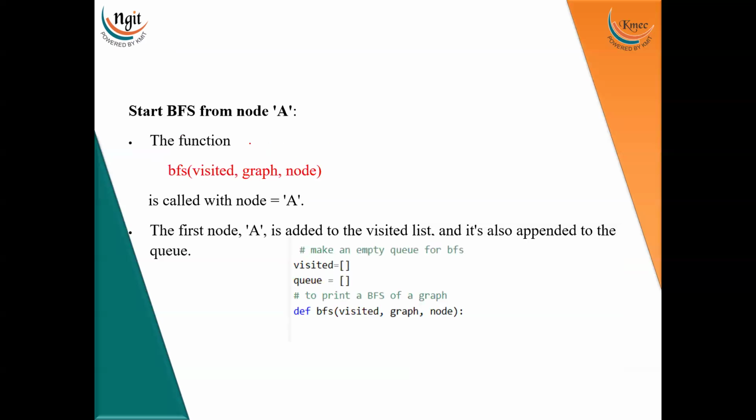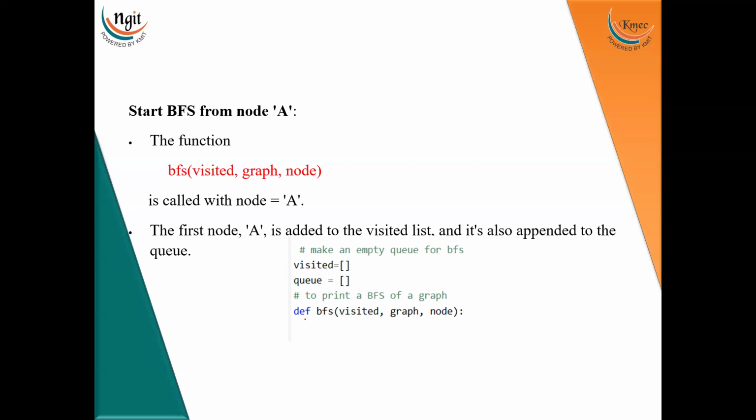And then we are going to start with the BFS function. In the function BFS, we have three arguments: visited, graph, and node. The first node here is A, and before that we need to create two empty lists, which are visited and queue. When we explore the node A, it is added to the visited list, and at the same time it's also appended to the queue.